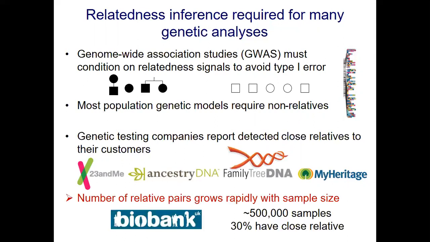And finally, there's an interesting feature of relationships: as data sets grow in size, the number of samples with a close relative increases very rapidly. So, for example, in the UK Biobank, a data set that's recently been generated with roughly 500,000 samples from the UK, 30% of those samples have a first cousin or closer relative in the data set.